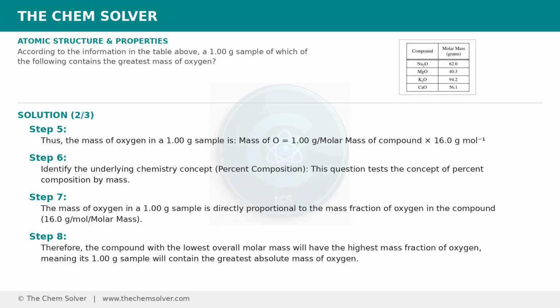The mass of oxygen in a 1.00 gram sample is directly proportional to the mass fraction of oxygen in the compound, 16.0 grams per mole over molar mass. Therefore, the compound with the lowest overall molar mass will have the highest mass fraction of oxygen, meaning its 1.00 gram sample will contain the greatest absolute mass of oxygen.